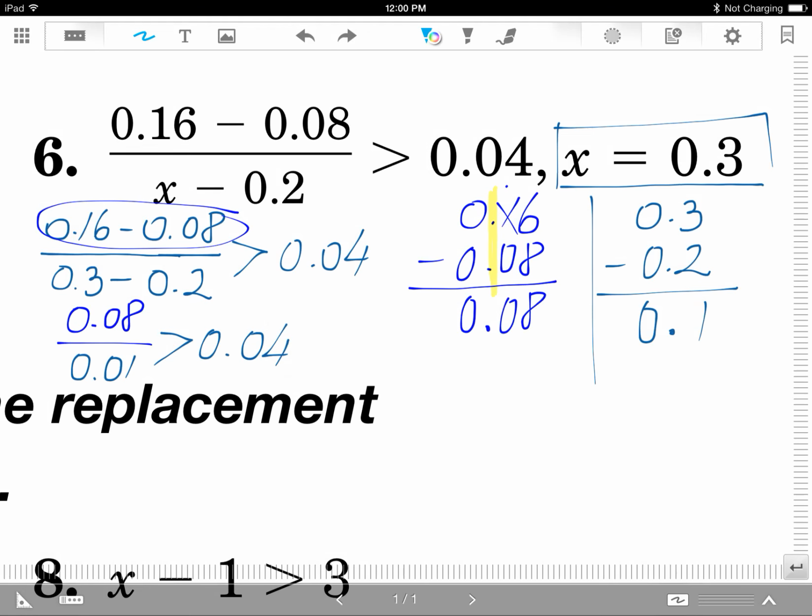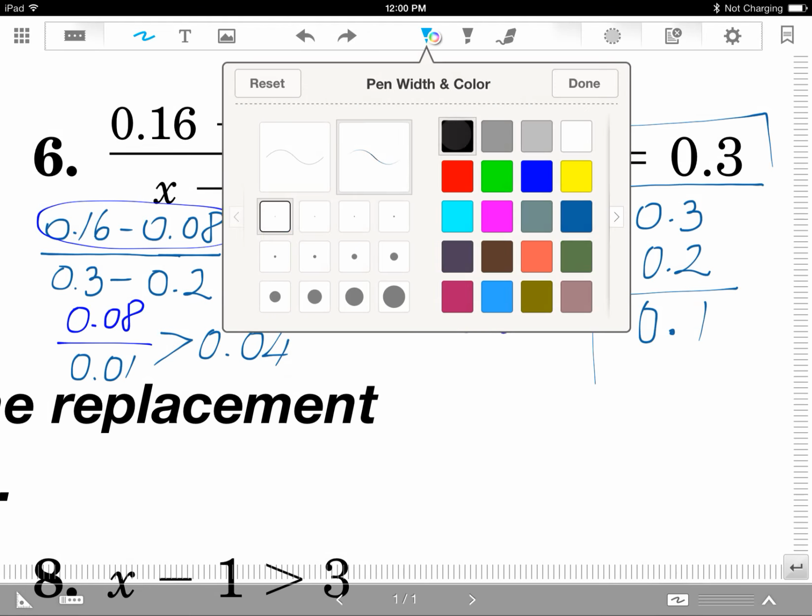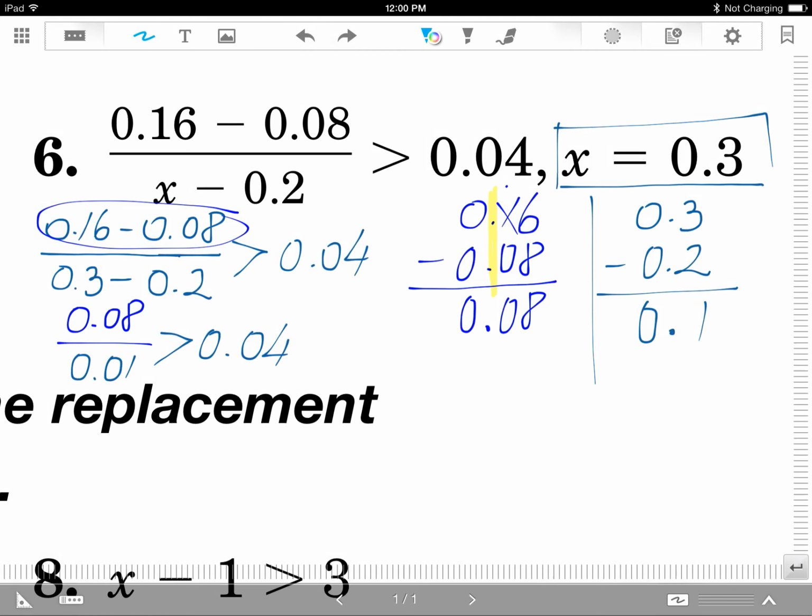Well, I don't know yet, but I will simplify that fraction, right? Oh, hold on, I made a mistake, right? That's 0.1, not 0.01. 0.1. Good. So let's see. What is my left quantity equal to? My left side of the inequality, right? 0.08 over 0.1.